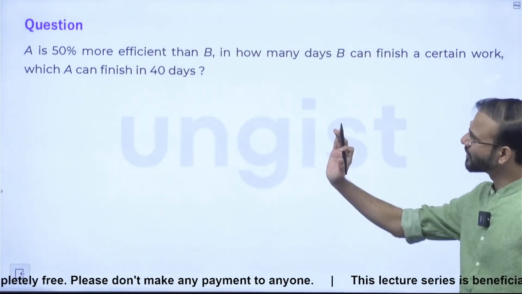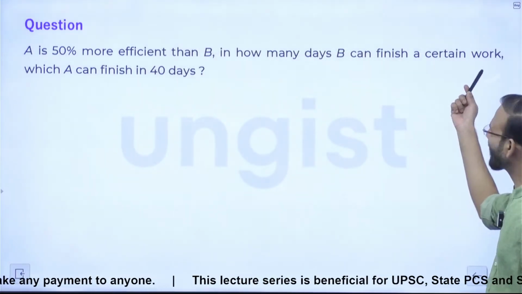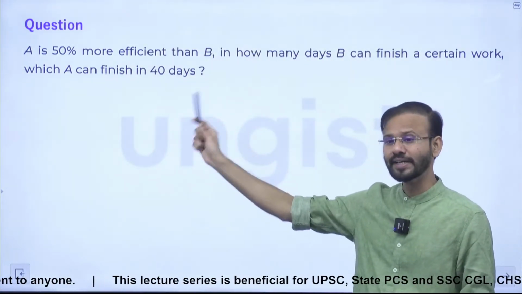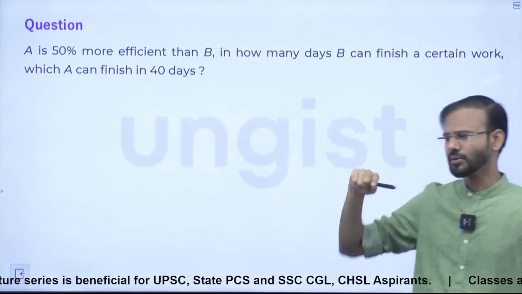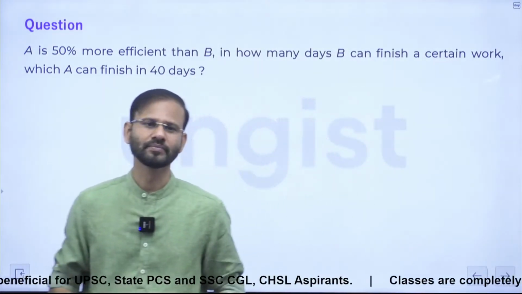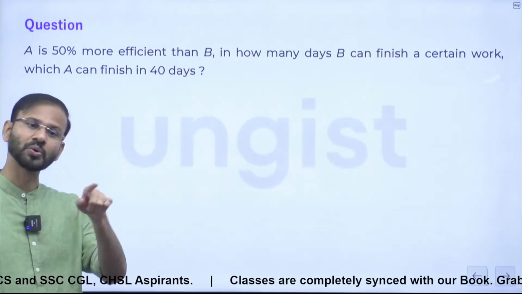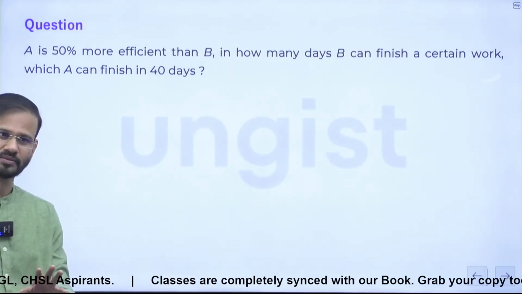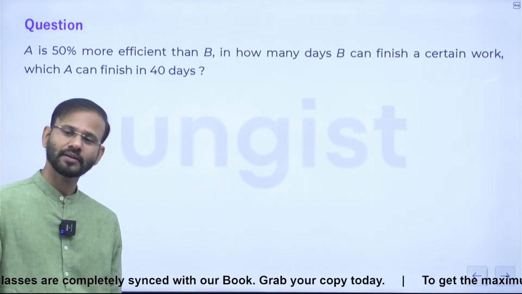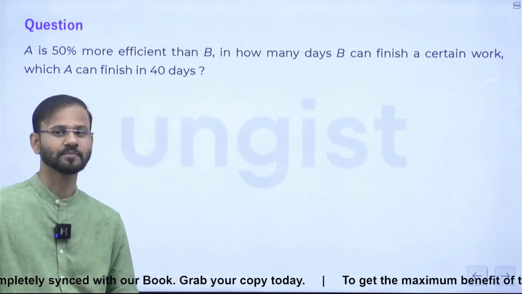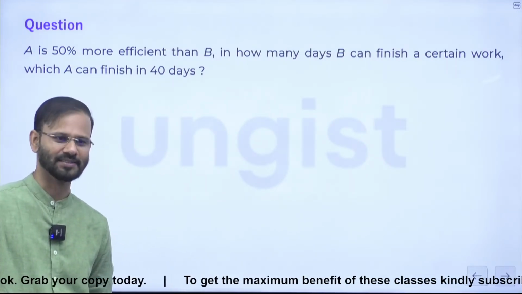Guys, who is more efficient? A. The question is saying A can finish that work in 40 days. So in how many days can B finish that work? So should the answer be more than 40 or less than 40? More than 40. Yes, because B is less efficient than A, so obviously B will take more time. Everybody okay? Right? And how much more time will he take? 20 days. He will take 50% more time. So what should be the answer? 60 days. Yes, the answer should be 60.